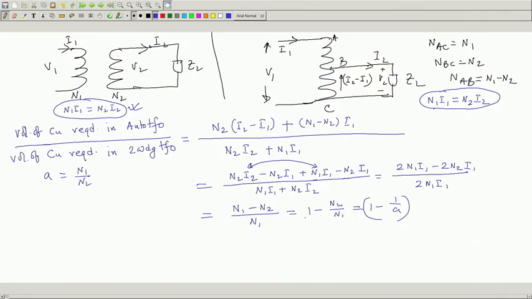So, value of A for step down case, N1 is greater than N2, which means that A is greater than 1, or 1 by A is less than 1. Is it not, this 1 by A will be a number which is a fraction less than 1.